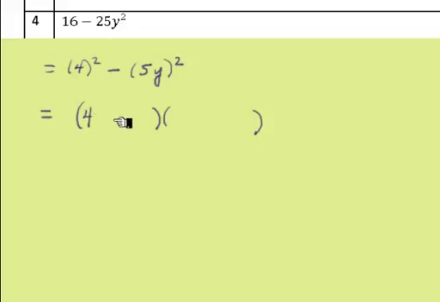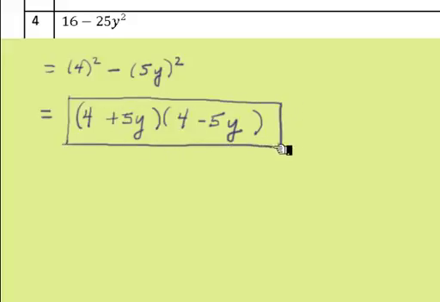Next example is also a difference of two squares. 16 is 4 squared, and 25y squared, that's 5y squared. So again, factor this as a difference of two squares. Make sure to put the 4 first, because the 16 comes first here. And here we have 4 minus 5y. So we're using that same formula that we saw before. a squared minus b squared is a plus b times a minus b.